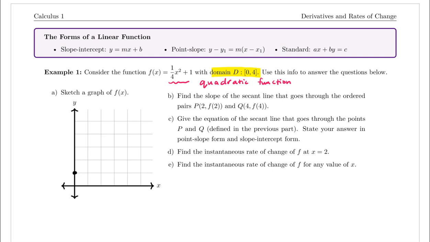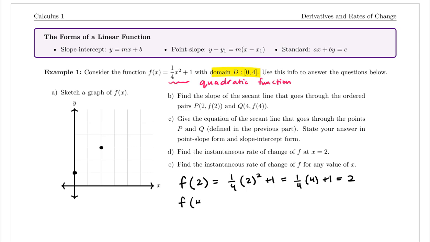0, 1. If I were to evaluate f of, let's do 2. F of 2 equals 1/4 times 2 squared plus 1. That's going to be 1/4 times 4 plus 1, which will simplify to be 2. So my graph is going to go through the ordered pair (2, 2).